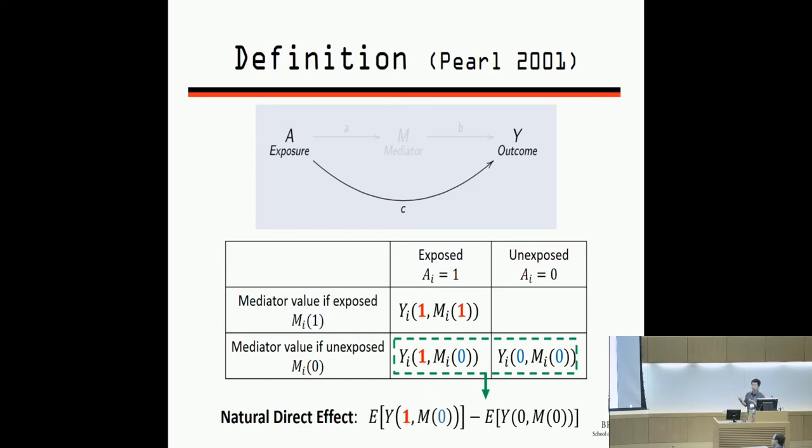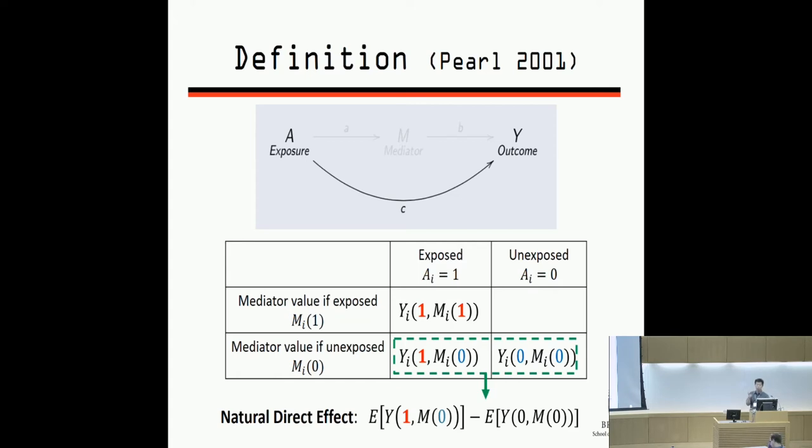This is the idea. We compare two potential outcomes. I'm not comparing the two observed outcomes. Look at two potential outcomes. Think about each person having two outcomes.